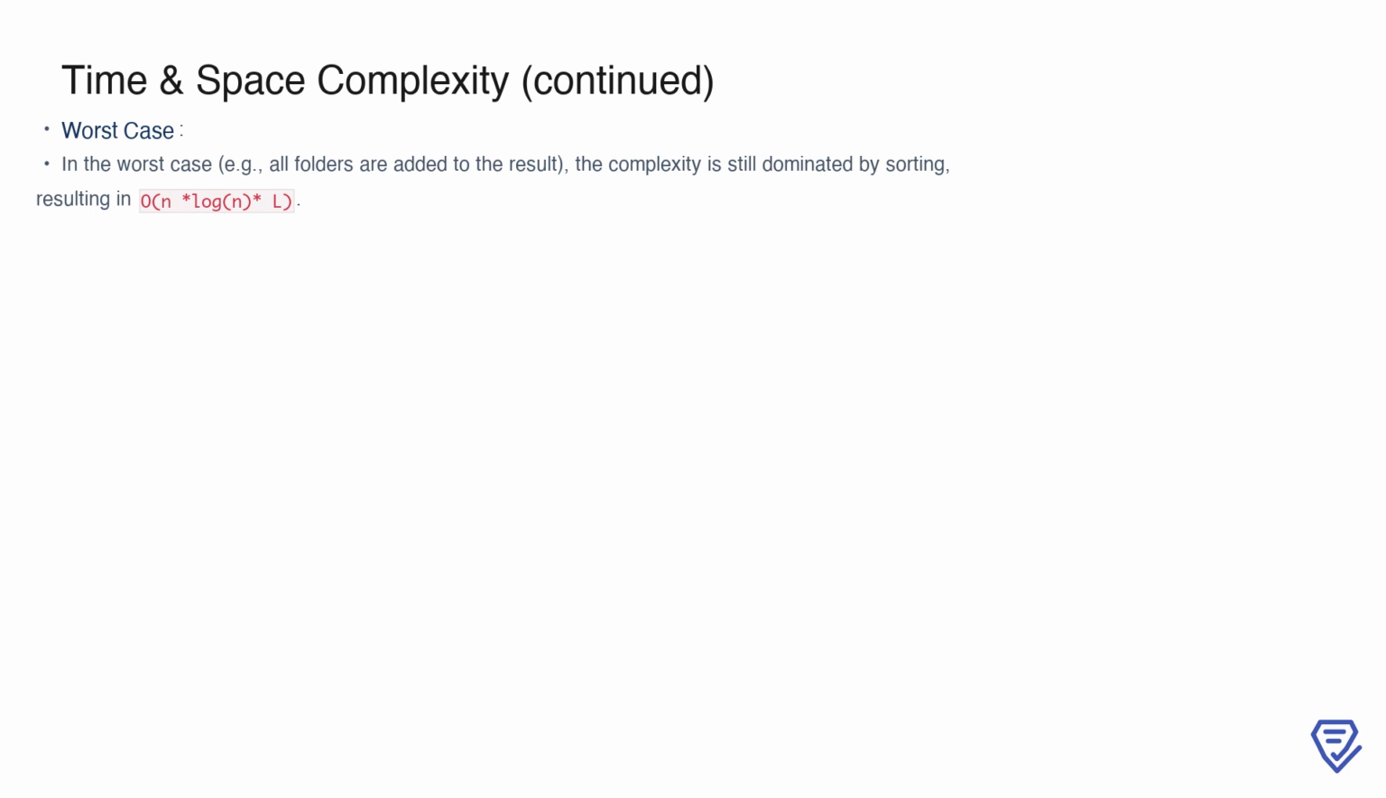In the average case, the solution continues to benefit from its efficient design. While the iteration step may skip many subfolders, the sorting phase remains the bottleneck. Thus, the overall complexity stays at O(n * log n * L). In the worst case, where every folder needs to be added to the result list, the solution still performs efficiently.